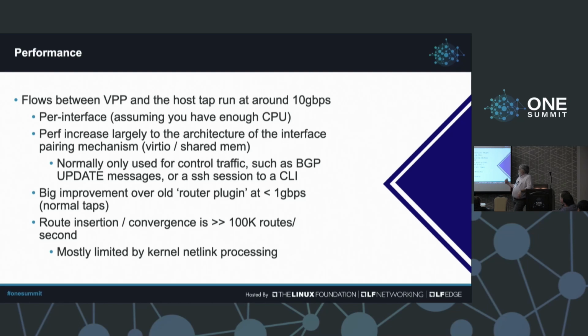Route insertion and convergence to the FIB runs at well over 100,000 routes a second, and there's no special purpose route processor here. This is all C code, and most of that time is now dominated by getting Netlink messages, the routes, into the kernel, and then getting the Netlink messages out and processed via this path in VPP. So you can think of it as almost two copies. I'd like this to be a lot higher, but this is the reality of dealing with the Linux kernel.